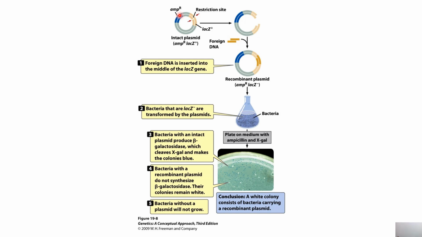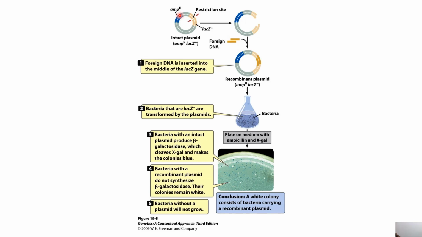Now, bacteria with an intact plasmid produce beta-galactosidase, which cleaves X-gal, which is the substrate, and makes the colonies blue. So bacteria with the recombinant plasmid do not synthesize beta-galactosidase. The colonies remain white, because in the case of a recombinant plasmid, the lacZ gene is interrupted by the foreign piece of DNA, right? Otherwise, if it's a normal plasmid, then the lacZ gene will be intact. In that case, the colonies will be blue. Bacteria without a plasmid will not even grow because there is no antibiotic resistance gene.